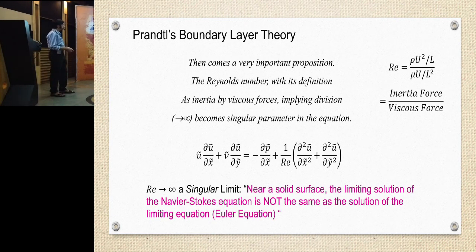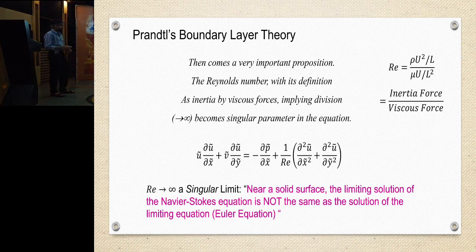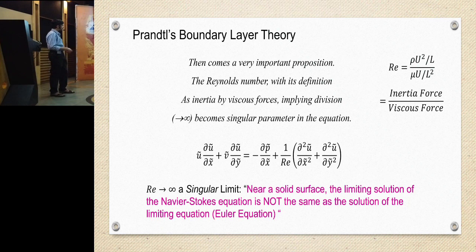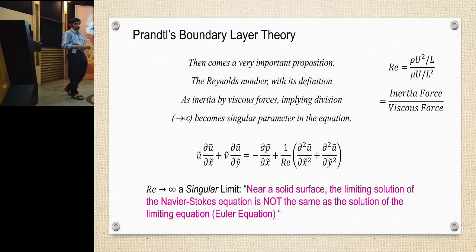So then comes a very important proposition. We've already seen the Reynolds number in this definition. How do we define the Reynolds number? As inertial forces over viscous forces. So Reynolds number is inertia by viscous. It tends to infinity if the viscosity is small. So as mu tends to 0, Re will tend to infinity. I hope you are with me so far. So this becomes very large, mathematically tending to infinity. It becomes a singular parameter in the equation. So what is a singular parameter?